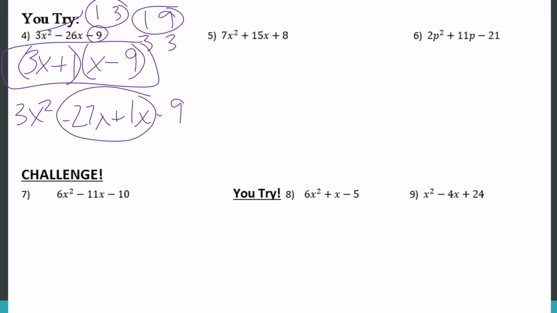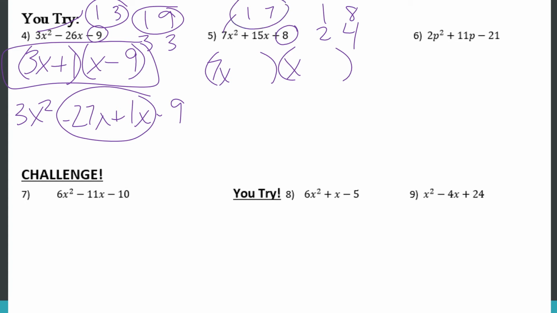Moving on to number 5 here. Again, going to set up my 2 parentheses. The only factors of 7 are 1 and 7. So I'm going to have 7x in one of them and x in the other. Now I want the factors of 8. So 1 and 8 and 2 and 4. And I need to know which one of those sets can combine with 1 and 7 to give me that 15 in the middle.